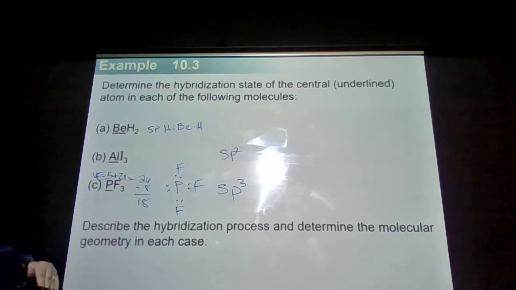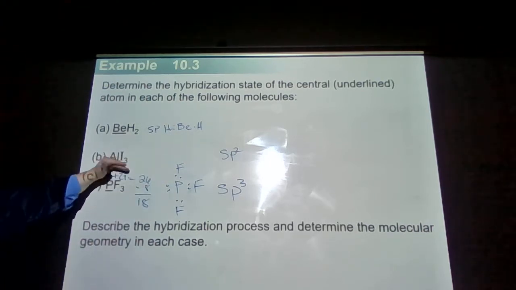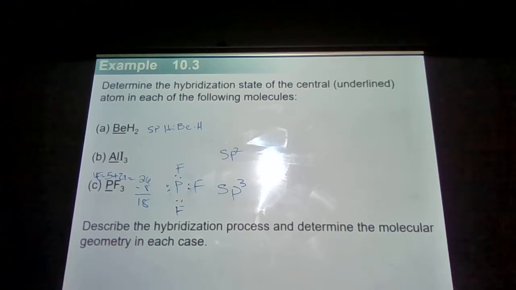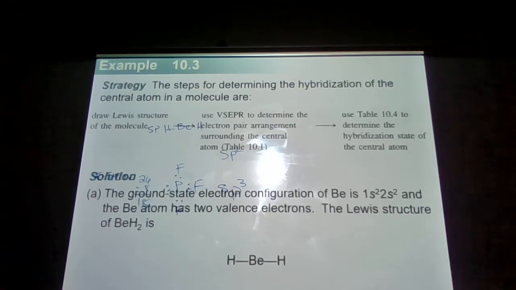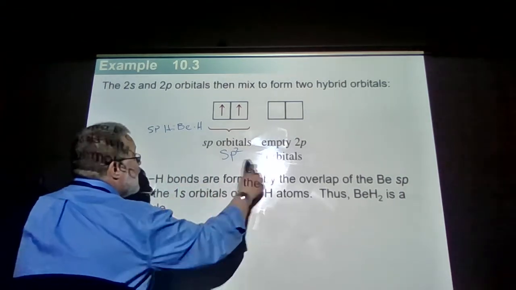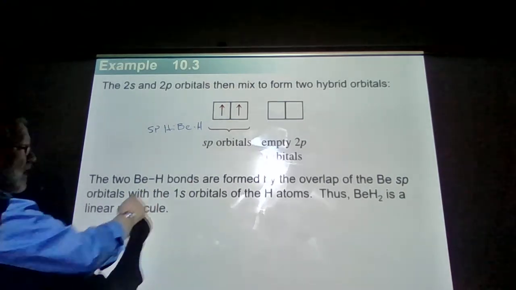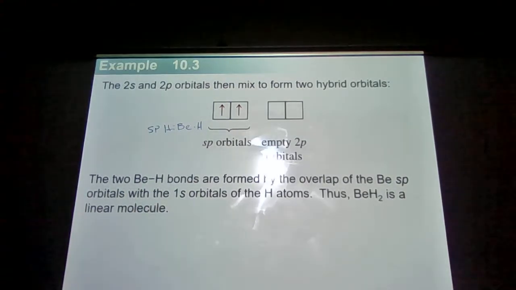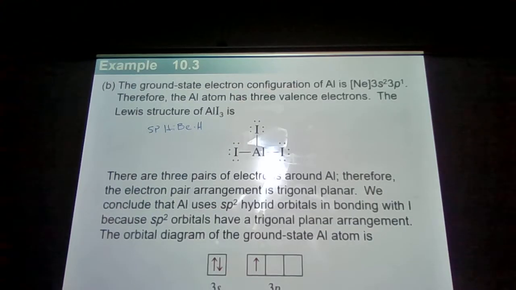This molecule is linear. This molecule mirrors that same molecular shape as boron trifluoride. And this molecule has the tetrahedral shape. So the orbital configuration with respect to beryllium hydride is sp. Therefore, beryllium hydride is a linear molecule.